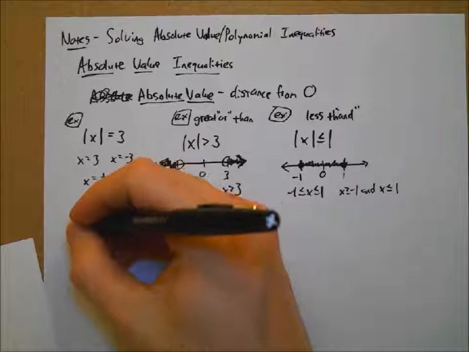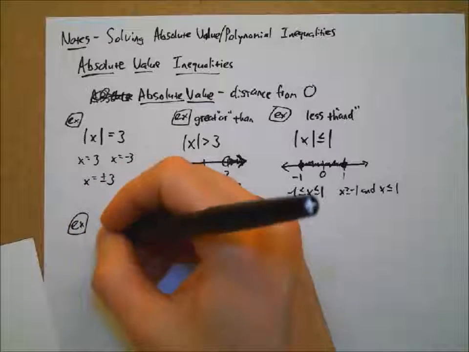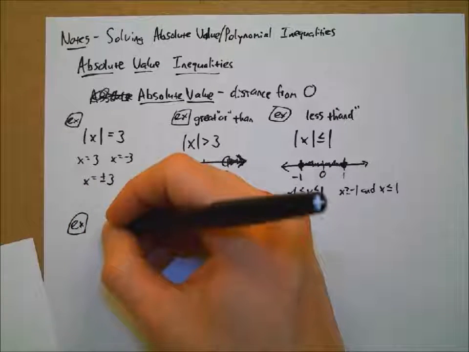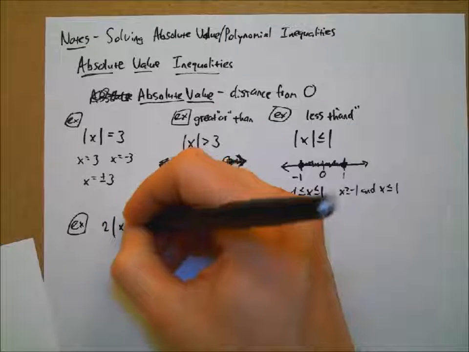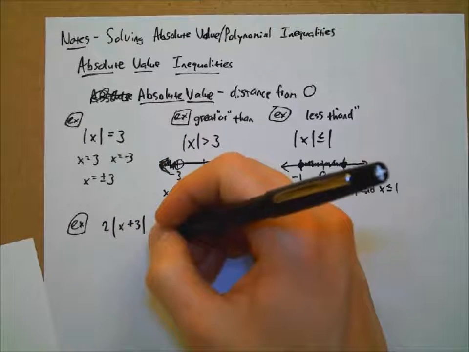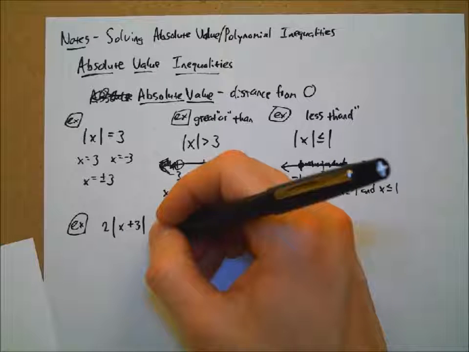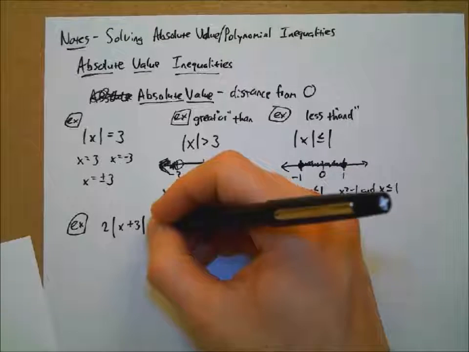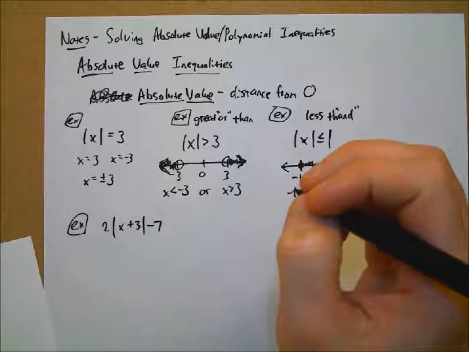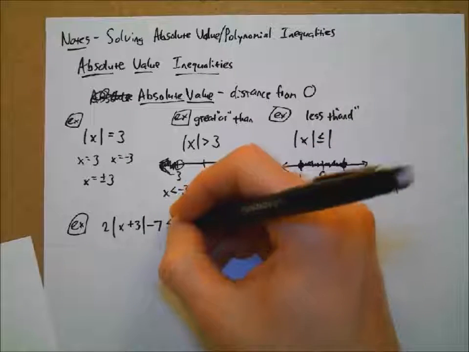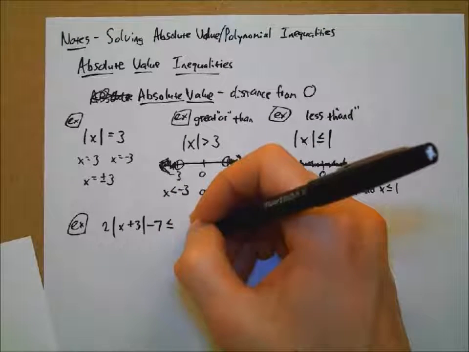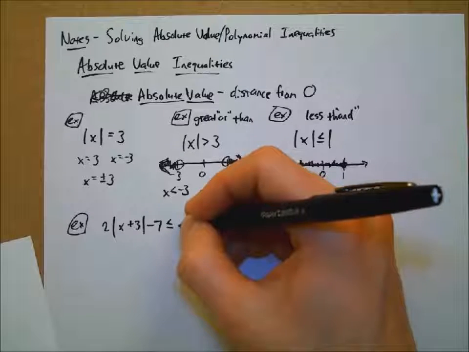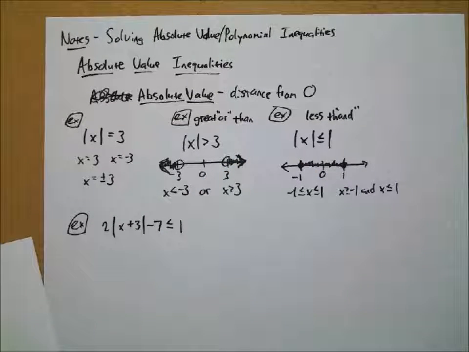Okay, so let's see this in practice here. Let me do something like this: 2 times the absolute value of x plus 3, minus 7, is less than or equal to 1. Yeah. Is less than or equal to 1.